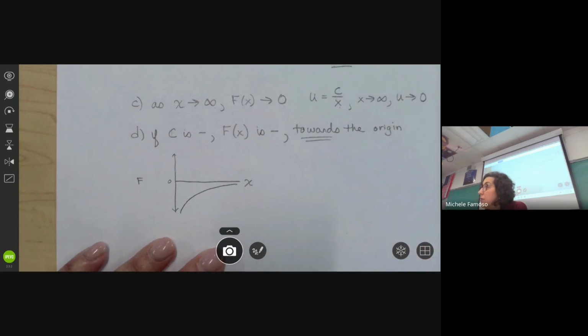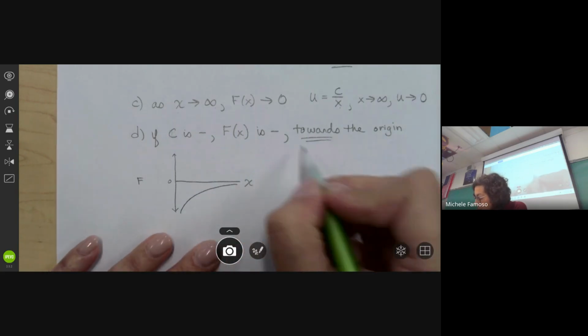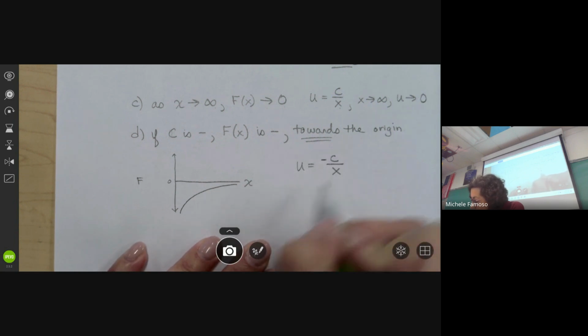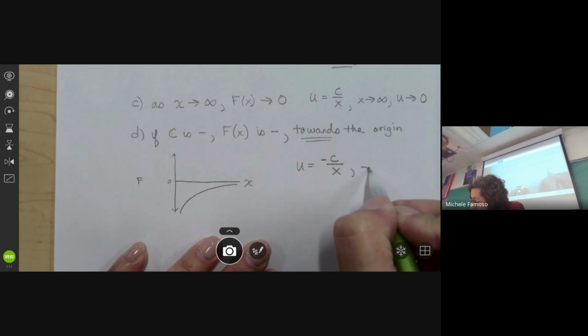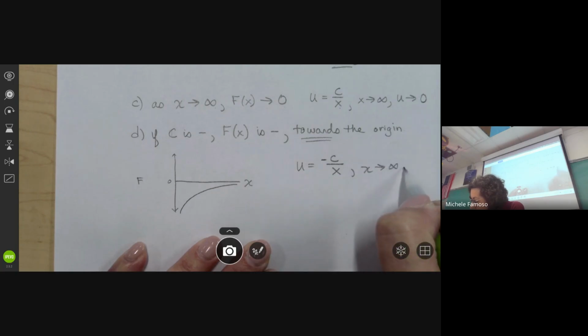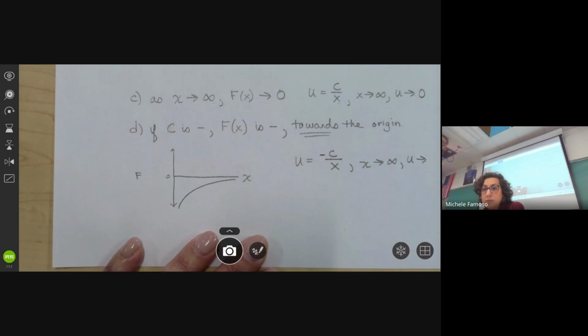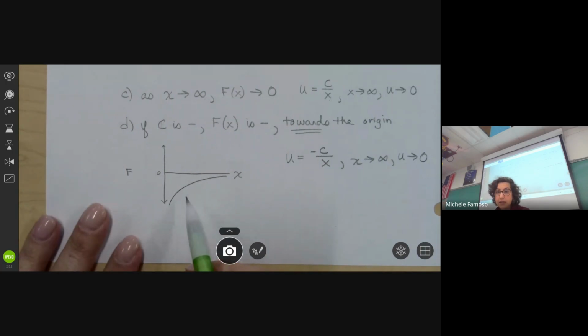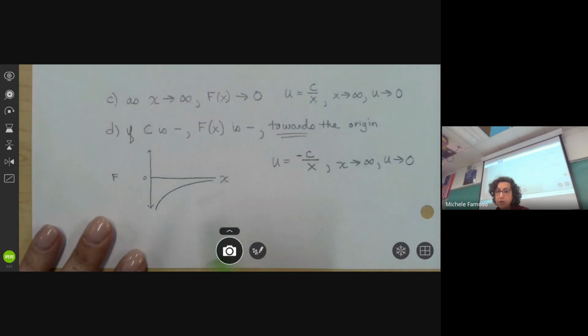Still approaching 0. If I do that in part D, where now the potential energy is negative C over X, as X gets bigger, what is the potential energy going to approach? Still going to approach 0, but it's below the axis, right? Because we have a negative. It's going to be below, so that is an increase.